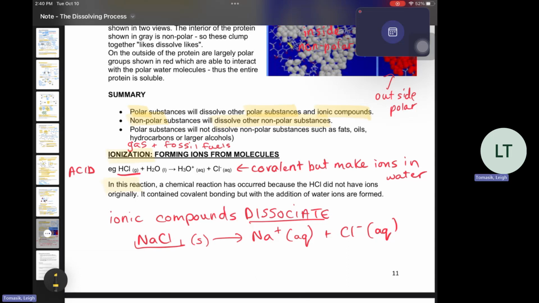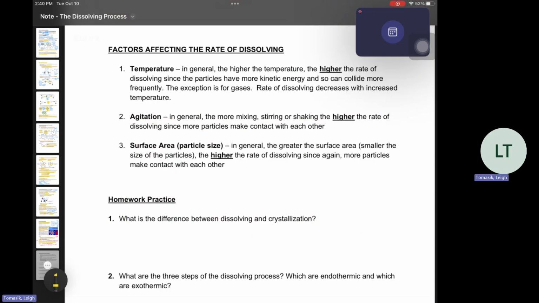Okay, so in this reaction, a chemical reaction has occurred because HCl did not have ions originally. So we're actually making a chemical change here. It contained covalent bonding, but with the addition of water, ions can be formed. Right? So this is something called ionization. So both ionic compounds and acids will make ions in water.